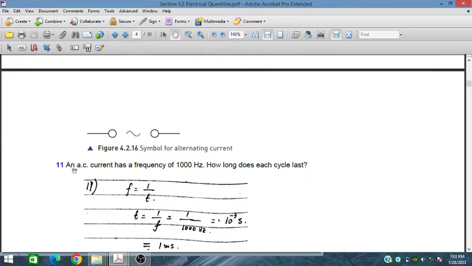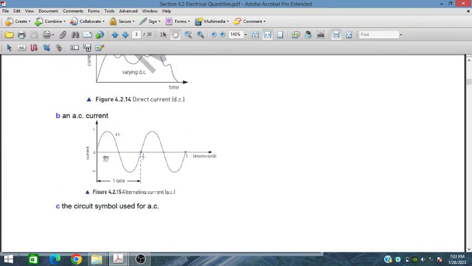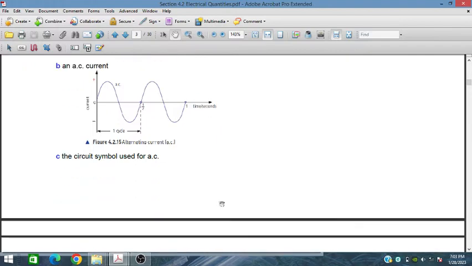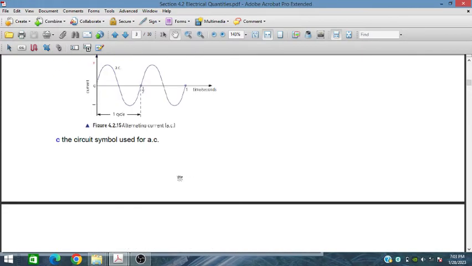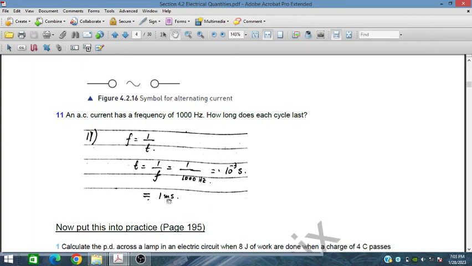An AC current has a frequency of 1000 hertz. How long does each cycle last? Frequency is always the reciprocal of time. So if the frequency is 1000 hertz, it will take 1 millisecond to complete a cycle. Basically from here to here is one cycle.